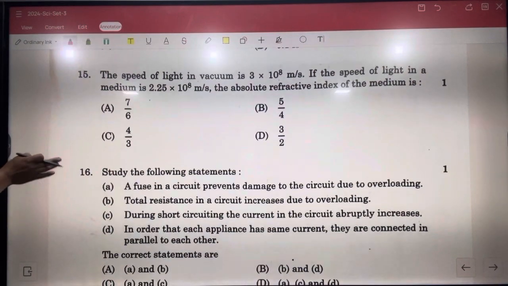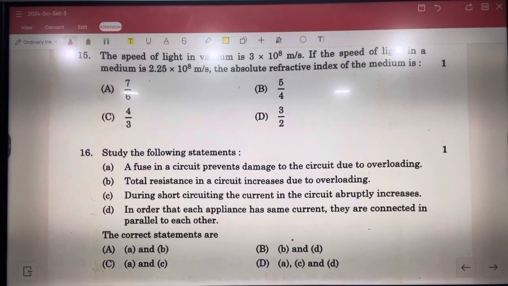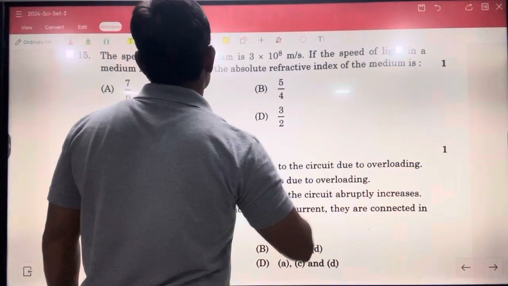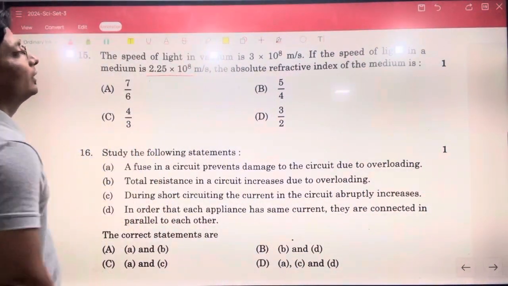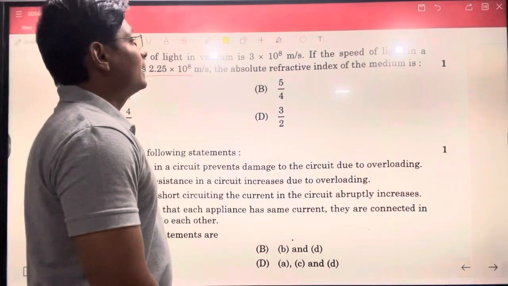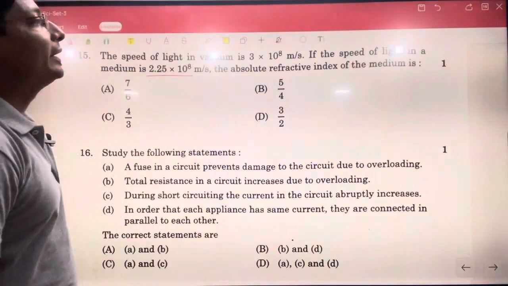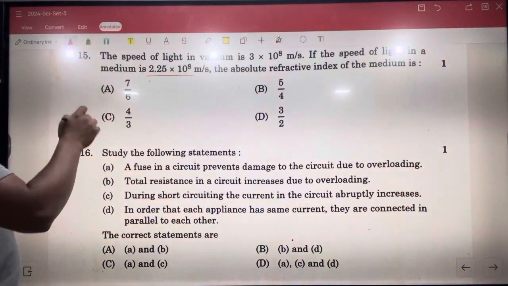Then coming to the 15th question, the speed of light in vacuum is 3 into 10 to the power 8 meter per second. If the speed of light in medium is 2.25 into 10 to the power 8 meter per second, the absolute refractive index of the medium is. So here you have to find the refractive index.